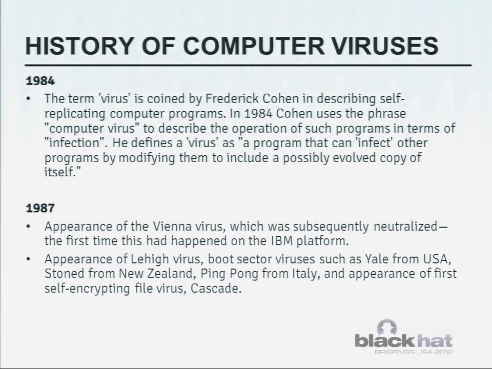It would take a few years before we would start seeing more complex viruses, with Vienna, the first IBM platform virus, and then the Lehigh virus and a collection of boot sector viruses such as Yale, Stone, Ping Pong, and then the first self-encrypting virus called Cascade.